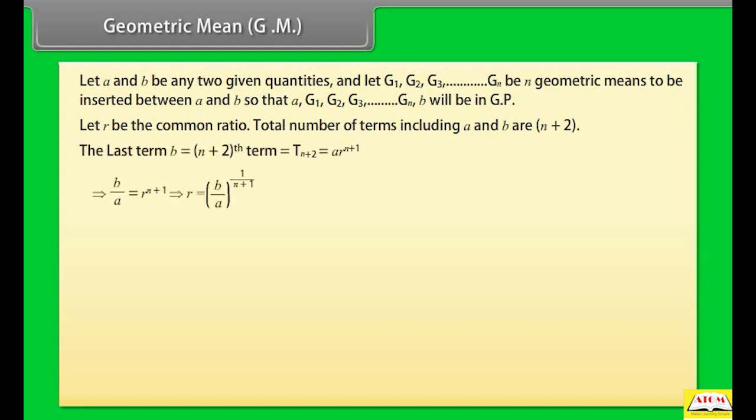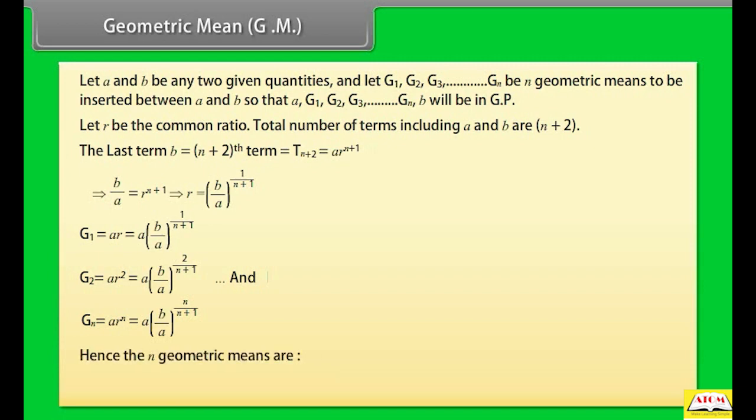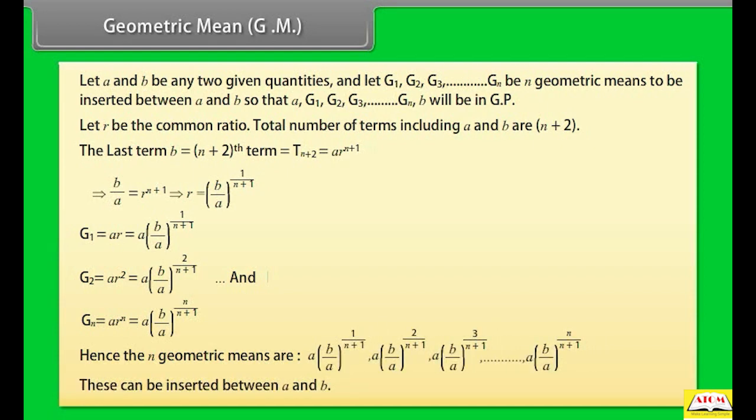The last term b is a into r raised to the power n plus 1, so r is equal to (b by a) raised to power 1 by n plus 1. G1 is equal to a into r is equal to a into (b by a) raised to power 1 by n plus 1. G2 is equal to a into r square is equal to a into (b by a) raised to power 2 by n plus 1. So on. And Gn is equal to a into r raised to the power n is equal to a into (b by a) raised to power n by n plus 1. Hence, the n geometric means are these, which can be inserted between a and b.